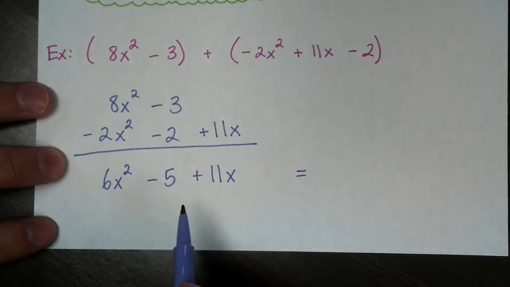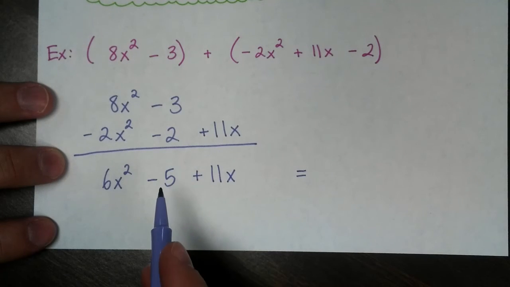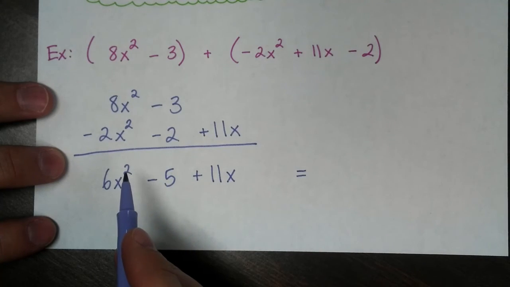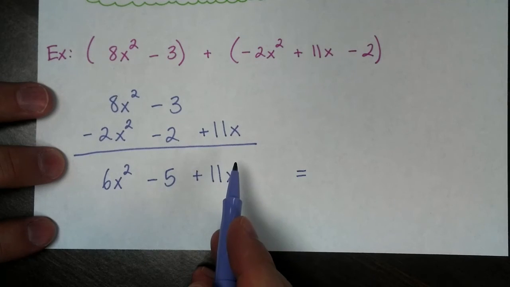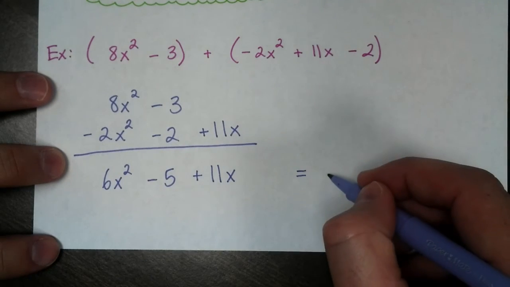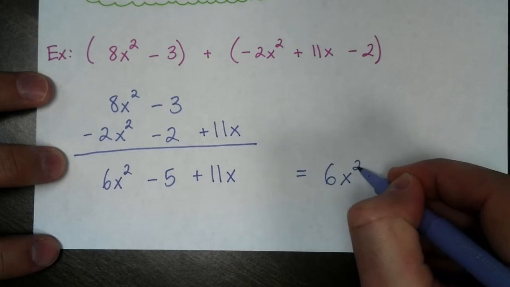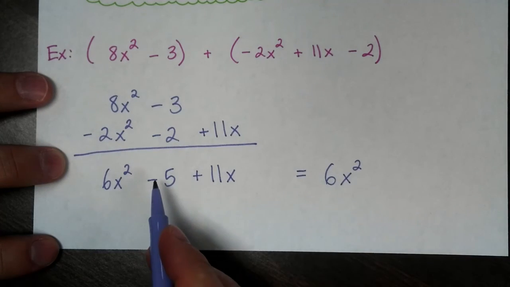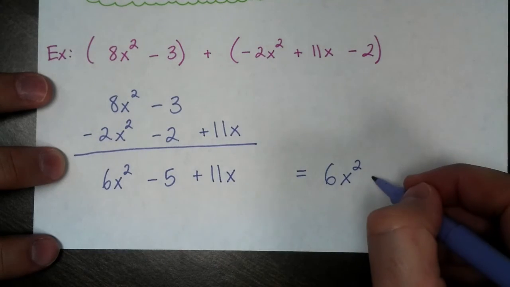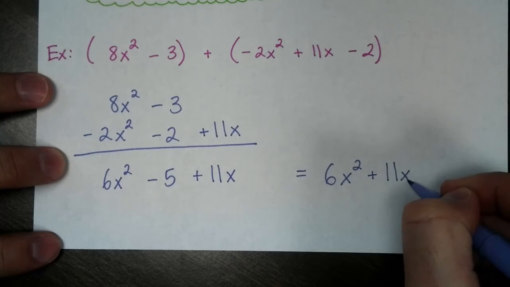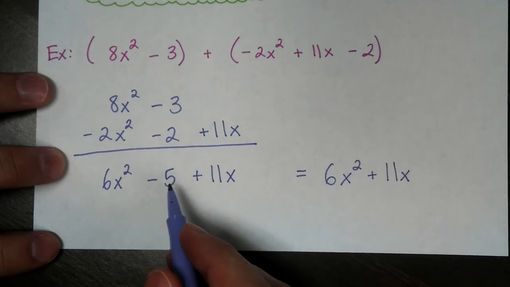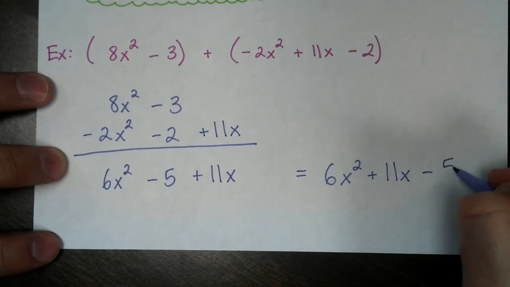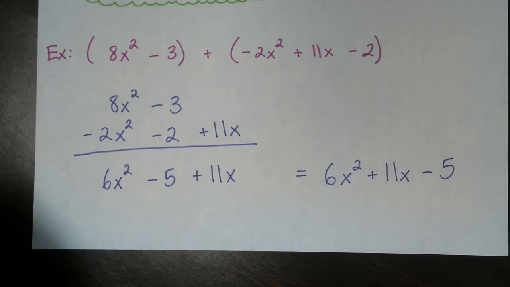The first term goes based on your highest exponent. So what's our highest exponent? We have a 2, a constant, and then a 1 right here. So 2 would be the biggest, so we put 6x to the second. What's our next biggest? Well, it would be the 11x, so plus 11x. And then our next biggest would be the minus 5. And that would be the final answer.